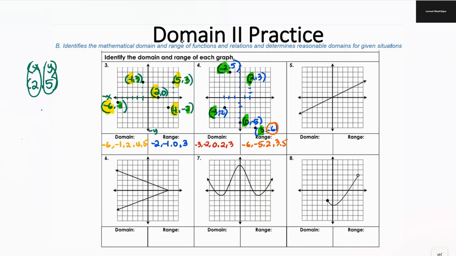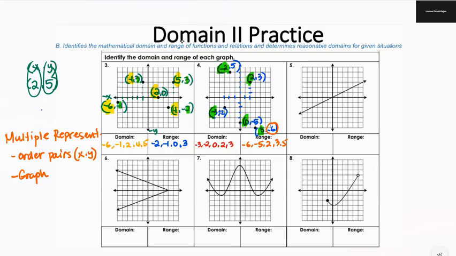In algebra, domain and range can be written in different forms. We call this multiple representation. So the first, number 3 and 4, we call these ordered pairs. It means X and Y. The second, number 5, we call this a graph.